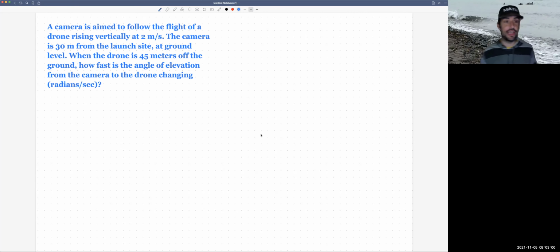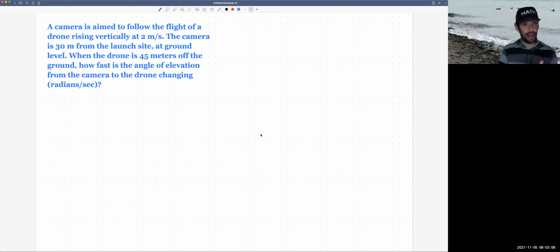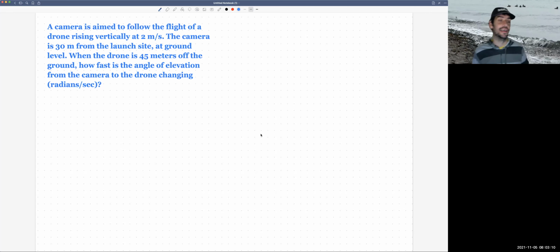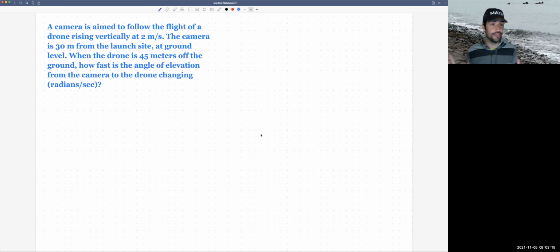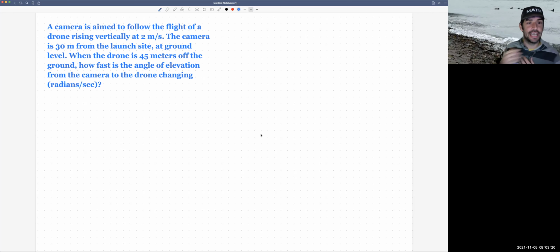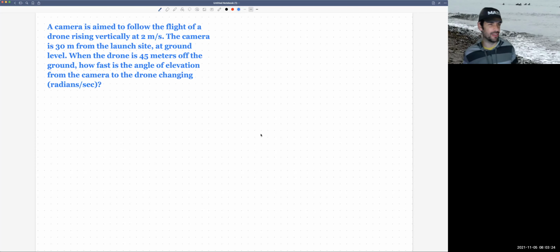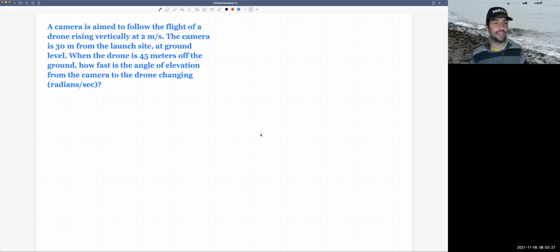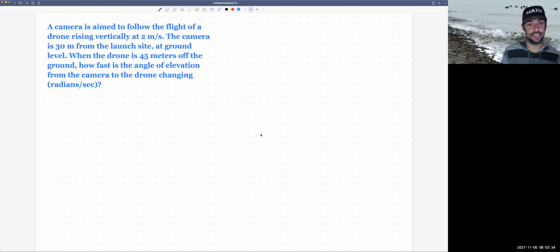And so here's a little slice of the universe, and we're going to try to use the tools that we have now to describe what's going on here and predict or understand something new about it. All right, so we've got a drone rising vertically at 2 meters per second and a camera aimed at this drone. And we're told the camera is at ground level 30 meters from the launch site, and we want to know how fast the angle of the camera is changing when the drone is at a certain height, okay?